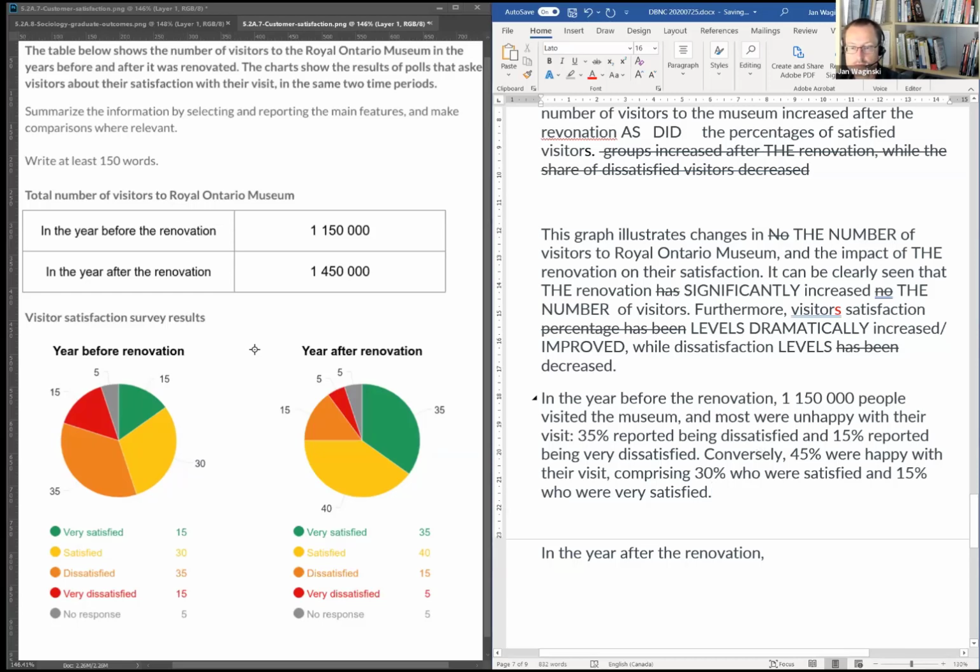Right, so again, give the general statement, most were unhappy, and then break it down, 35%, 15%. Conversely, general, 45% were happy, break it down, comprising 30 and 15.